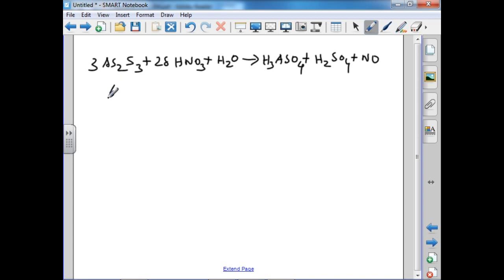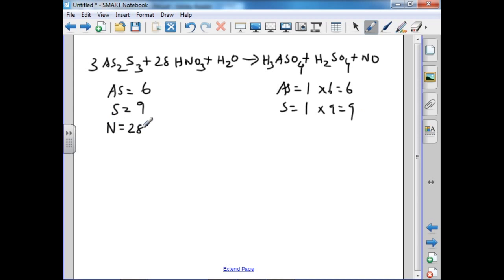First, As: 6 from the reactant side, but only 1 on the product side, so multiply by 6 to get 6. Next, sulfur: 9 atoms from the reactant side, but only 1 atom from the product side, so multiply by 9. Next, nitrogen: 28 atoms on the reactant side, but only 1 atom on the product side, so multiply by 28.